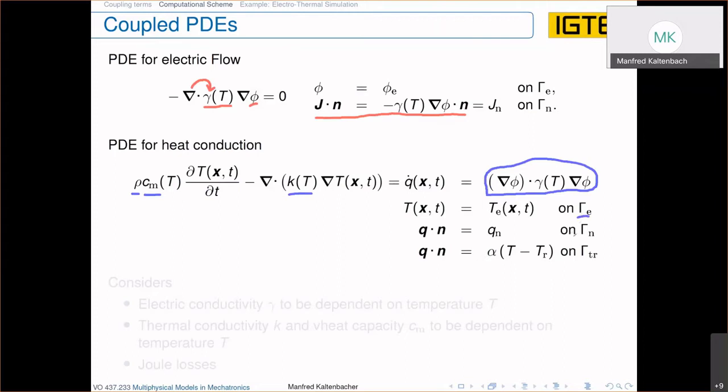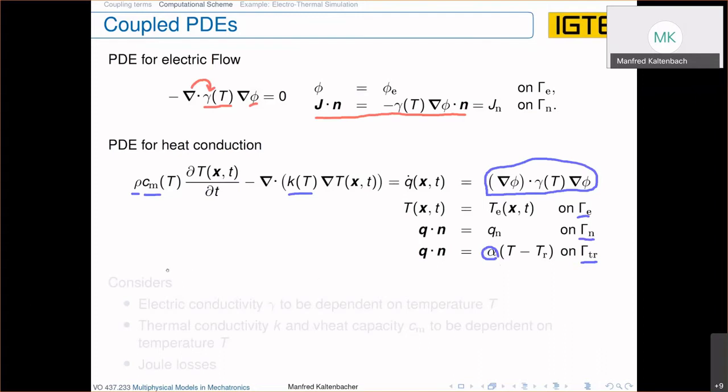We can prescribe any heat flux on a boundary, and also very importantly, especially for simulating electrical circuits, we also have the possibility to take into account a heat transfer on a boundary by our heat transfer coefficient alpha, which is not easy to obtain. Very often you need a kind of fluid dynamic simulation to get reliable results, or you do measurements to get a correct heat transfer coefficient alpha.